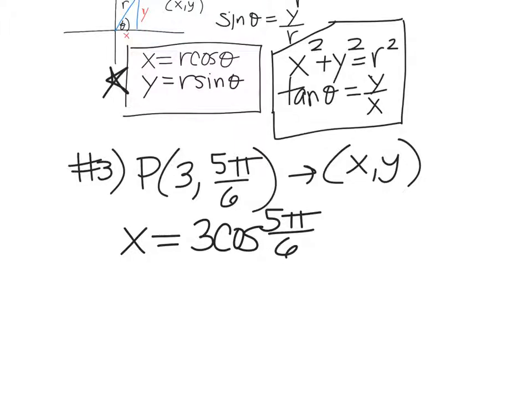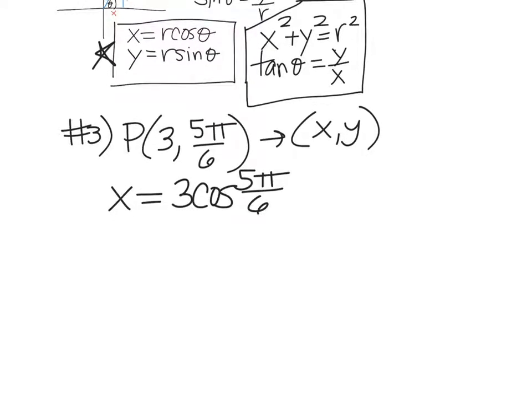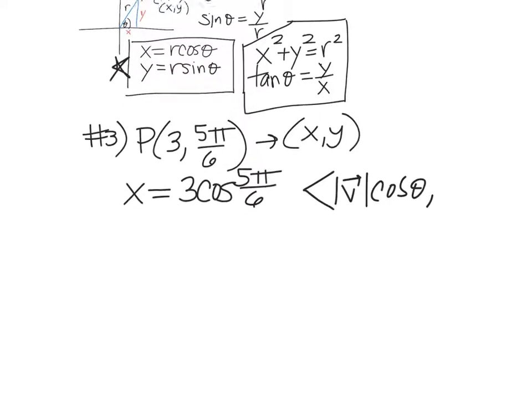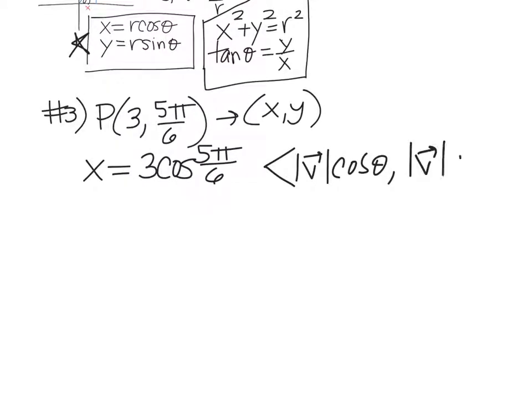Can I tell you something real quick? I know a lot of you are like, this is so much. Think of these as vectors. I know some of you don't like vectors, but do you remember what they were? The magnitude times cosine theta was our x coordinate, and the magnitude times sine theta was our y coordinate. It's the same thing. The magnitude is 3, that's the length, and theta is our directional angle. So it's really nothing new, it's just written differently.